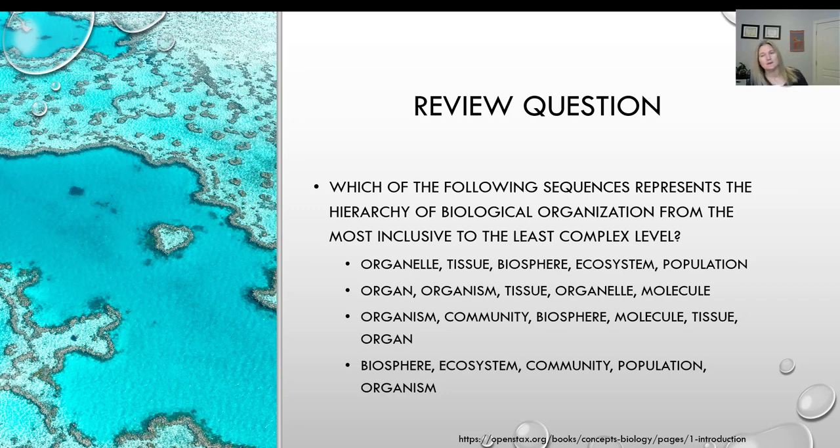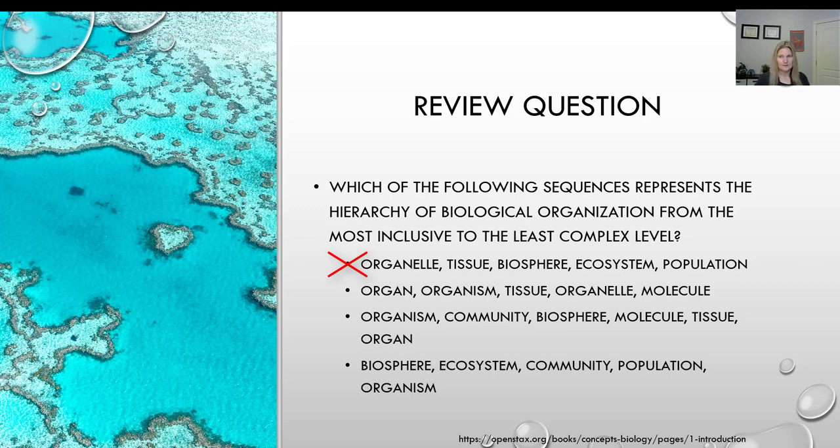So would it be organelle to tissue, to biosphere, to ecosystem, to population? Well, we know that organelles are found in tissues. Tissues, yeah, they're found in the biosphere, but then the biosphere goes to ecosystem. So that doesn't seem like it's in order because things are a little out of order there. Plus, we're not going from most inclusive to least complex. Organelles have less complexity than tissue, so it's in the opposite direction. So that one's not the correct sequence.